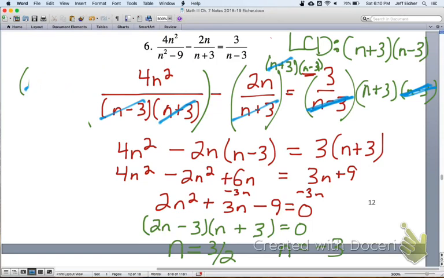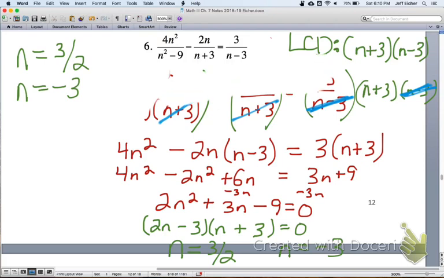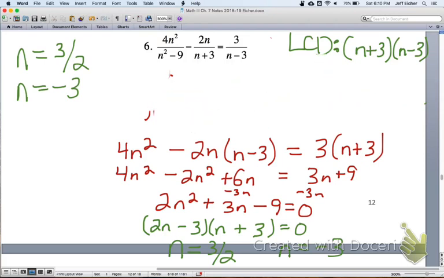Maybe I'll write that up here so you can see that a little better. n equals 3 over 2, and n equals negative 3. So again, let's see if either of these are extraneous. I really love that eraser option. It's so nice. So when we plug in 3 over 2 into any of these n's, right here, right here, right here, 3 over 2 is fine. It doesn't give division by 0.